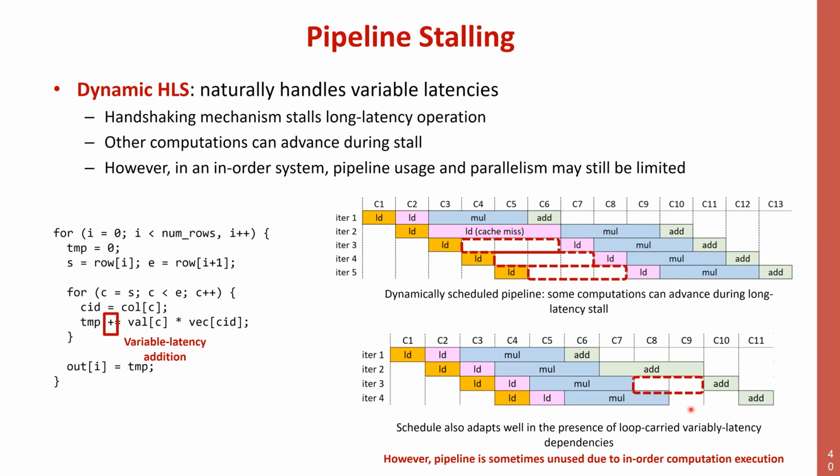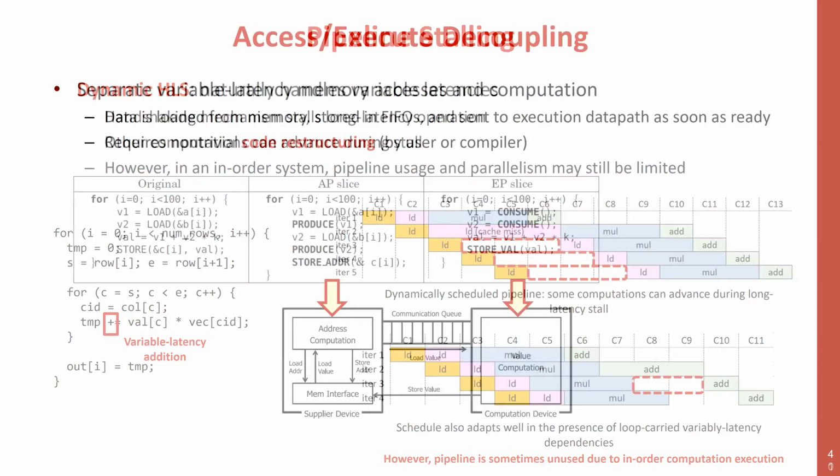So you see that this is actually relatively similar to the stalling situation, right? Essentially, what the dynamic HLS does is not so different from stalling the pipeline, but stalling at a finer grain than stalling the complete machine, the complete finite state machine, in the static case.